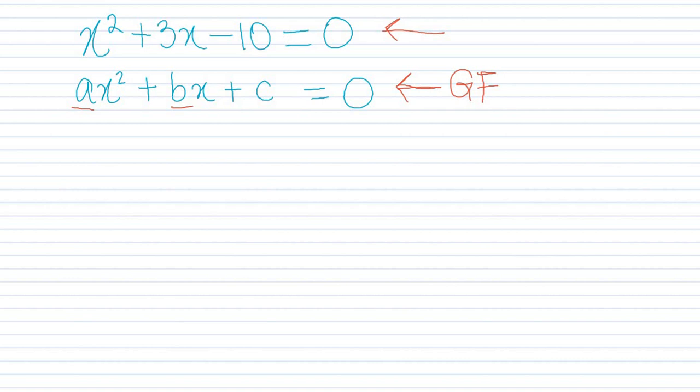constant value. So looking at both equations and comparing them, we know that the coefficient of x squared for the equation A equals 1. The coefficient of x in the first equation is B equals 3. And the constant value C equals negative 10. Now that we know that, we can proceed to using the quadratic formula to solve the question.